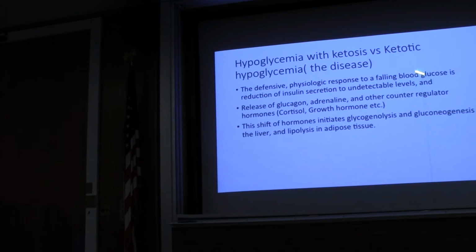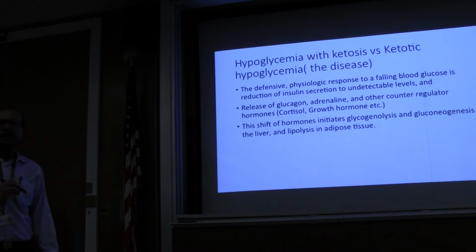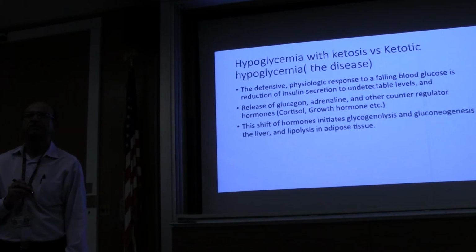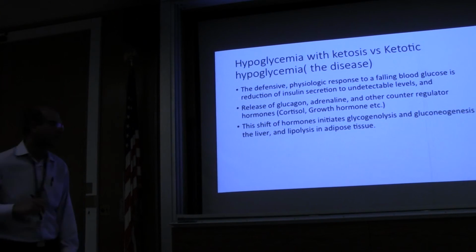So what happens: I have a falling blood glucose, I have a reduction of insulin because I have no glucose, the insulin shuts down, and then glucagon, adrenaline and other hormones come into my blood, and they start glycogenolysis and gluconeogenesis in the liver, and of course lipolysis starts to occur in my adipose tissue. Everybody's clear about this part? Okay.